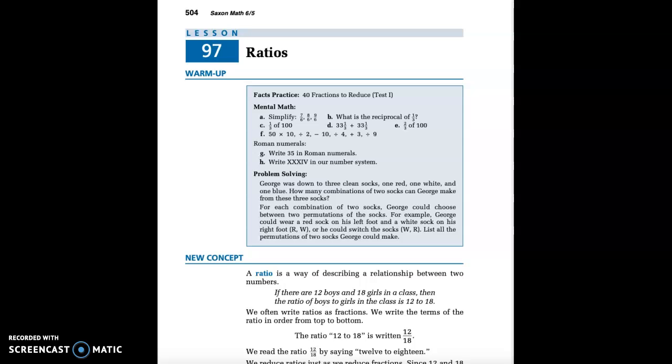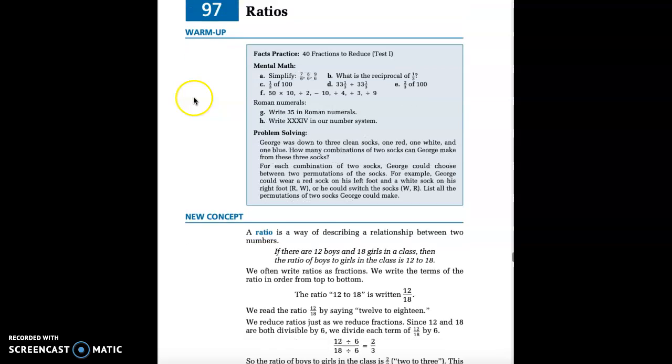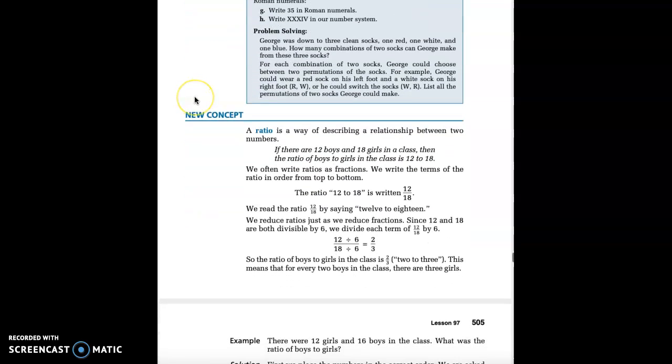So today we are going to be talking about ratios. Now you guys have been doing ratios for a couple of years now, but we're just going to touch base and make sure that you really understand the big idea. So a ratio, definition is right up here, is a way of describing a relationship between two numbers. Generally, we write that ratio as a fraction.